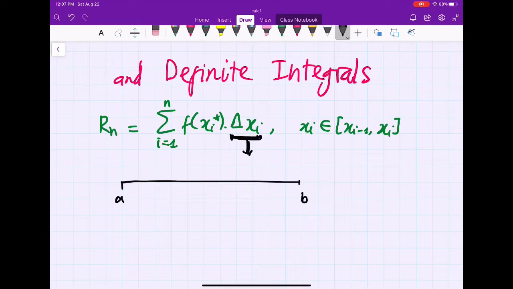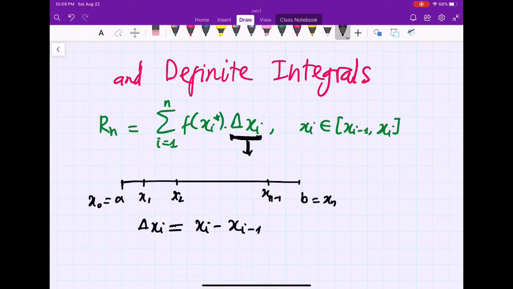to evaluate this sum. So I might write, you have x0 here, x1 here, x2, and so on. You have xn minus 1, and that is your xn. Each time, delta xi is equal to xi minus xi minus 1. Just like this, you have delta x1, which is x1 minus x0, and here you have delta x2, and so on, and here you have delta xn.